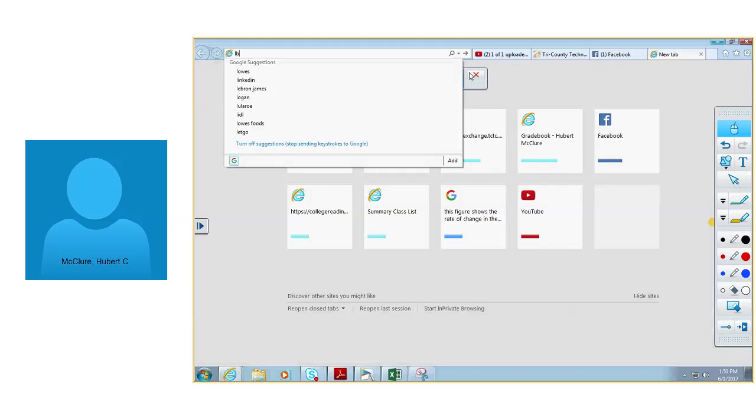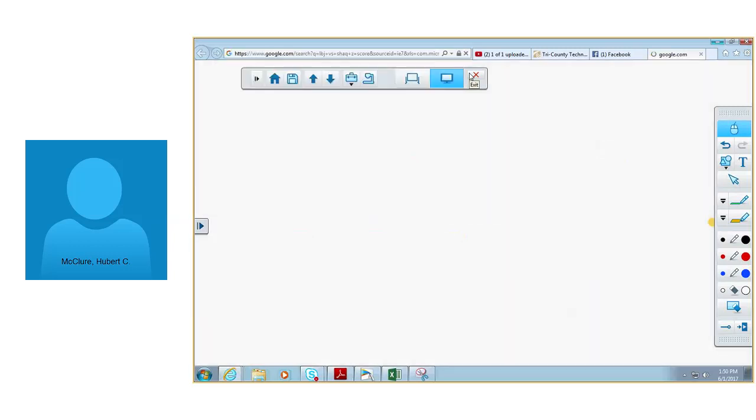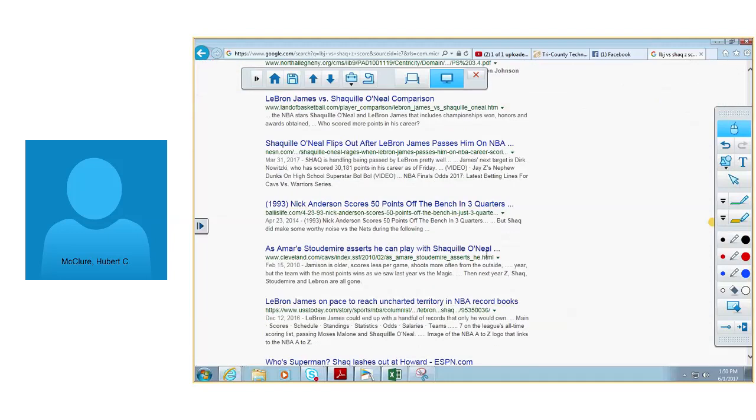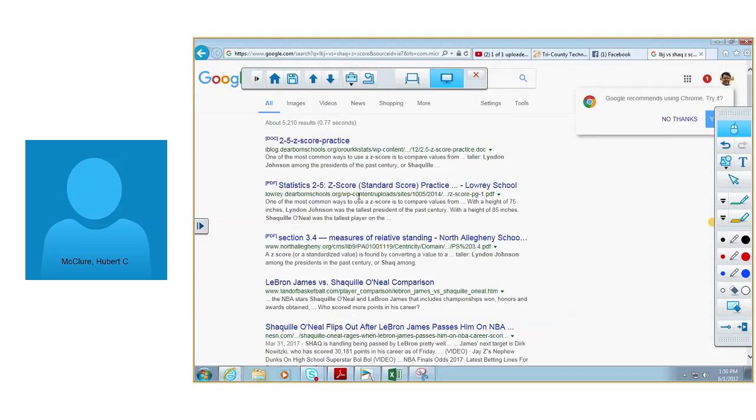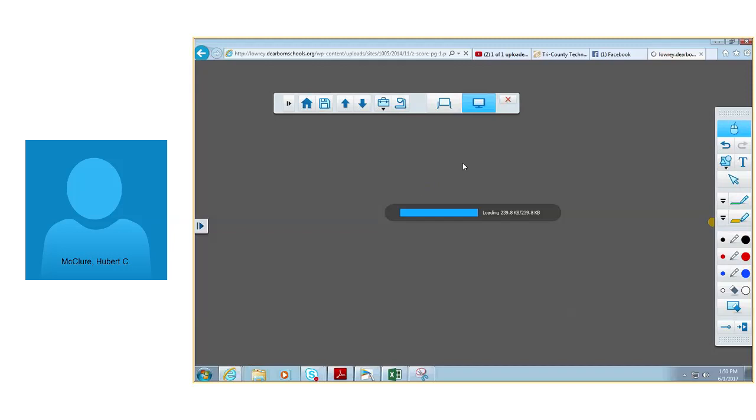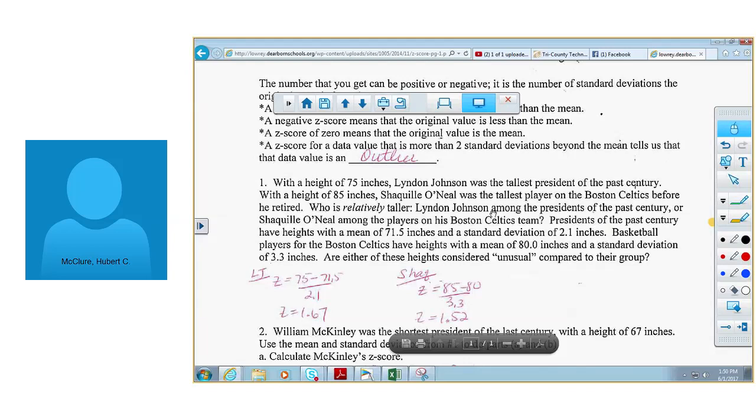LBJ. It's the best one to use. Z-score. There's one, the fourth one, right here. No, that's not it. LBJ. There it is. Let me cut it out for you.